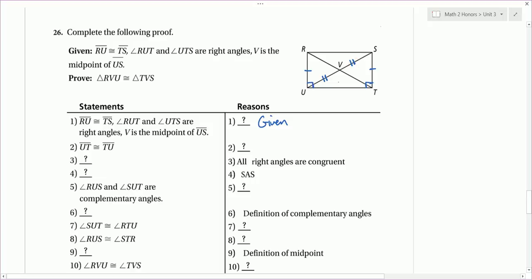Alright, so let's see what's gone on so far in this proof. They stated the givens, now they're saying UT is congruent to TU. Well, that's the same length, so that's right here. It's congruent to itself, that's the reflexive property.